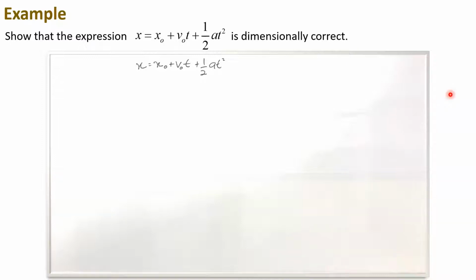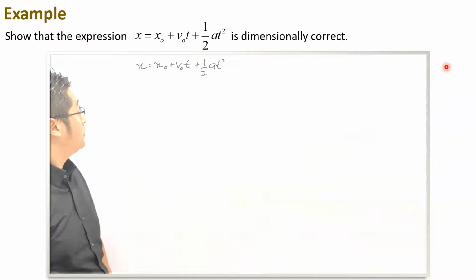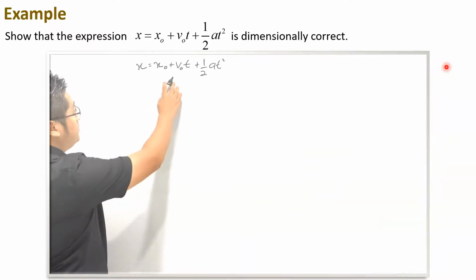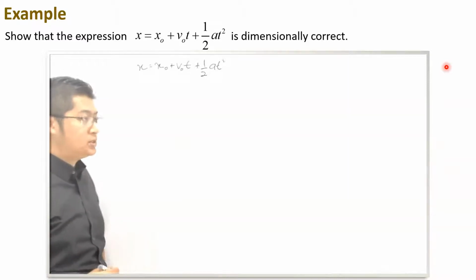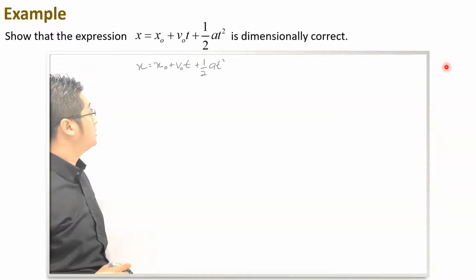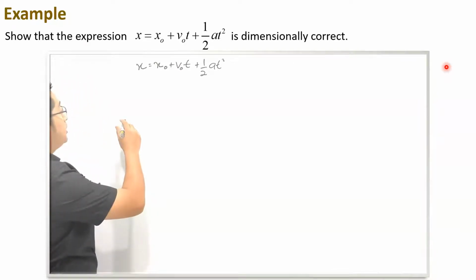Okay, let's see one example. Show that the expression x equals s naught plus v naught t plus half at squared is dimensionally correct. Okay, please watch this video. Now we have an equation: x equals s naught plus v naught t plus half at squared. Now you want to check whether the equation is dimensionally consistent or not. So you want to check one by one.